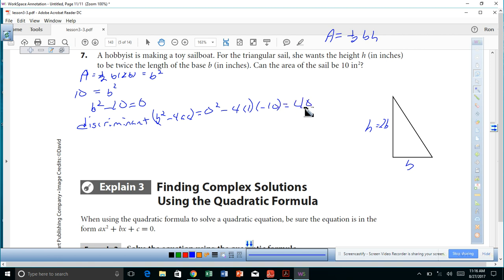Because the discriminant is positive, the equation has two real solutions. So we got two real solutions. So the area of the cell can be 10 inches squared. So this area in here can be 10 inches squared.